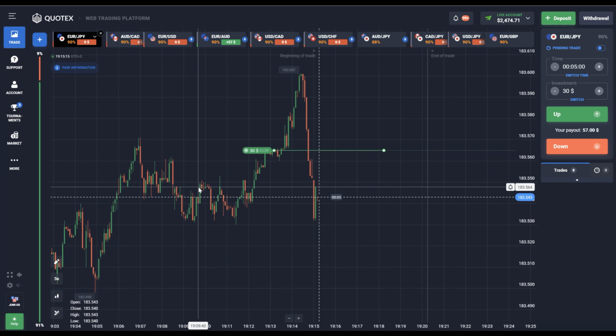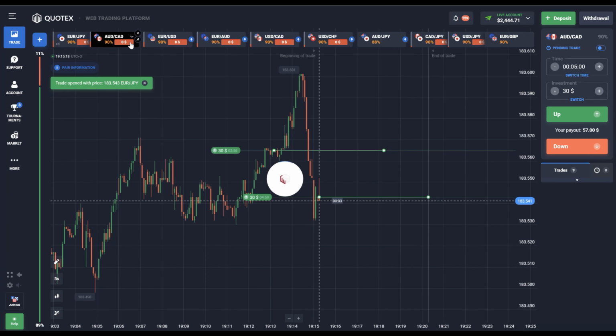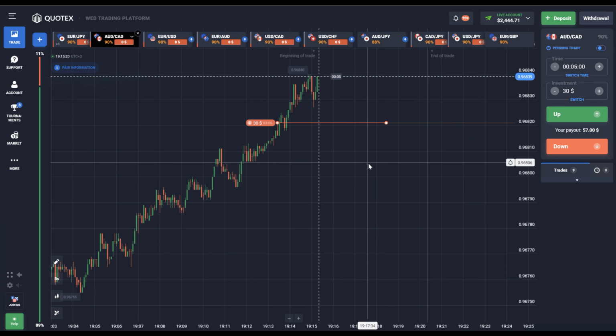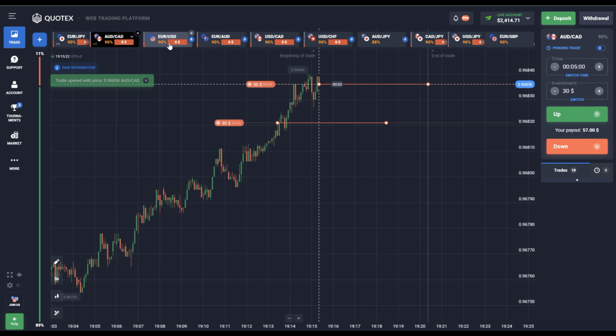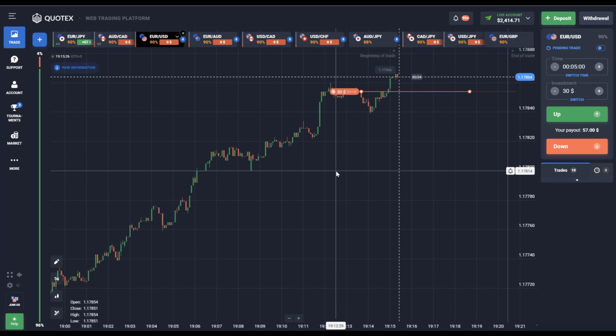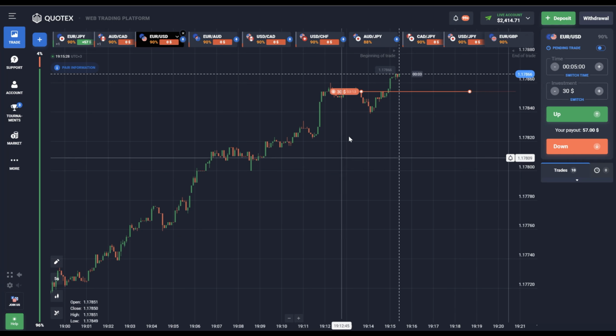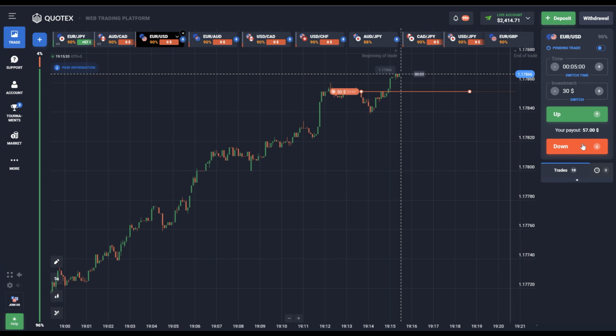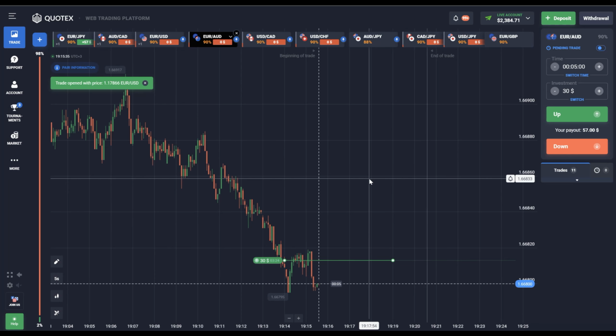2 minutes have passed. Euro yen, I'll be duplicating. Australian dollar, Canadian dollar, so far the price is going against me. 2 minutes have also passed. I'll also duplicate the trade, euro dollar. It's currently hovering right near the entry point for now. It is up by more than 10 points right now. So let's also open an additional trade.